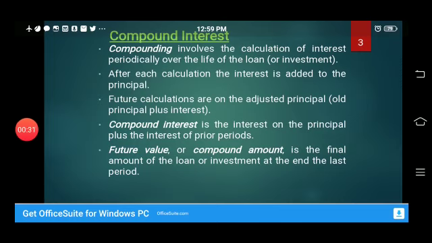First of all, we need to know what is compounding. Compounding involves the calculation of interest periodically over the life of the loan. After each calculation, the interest is added to the principal.